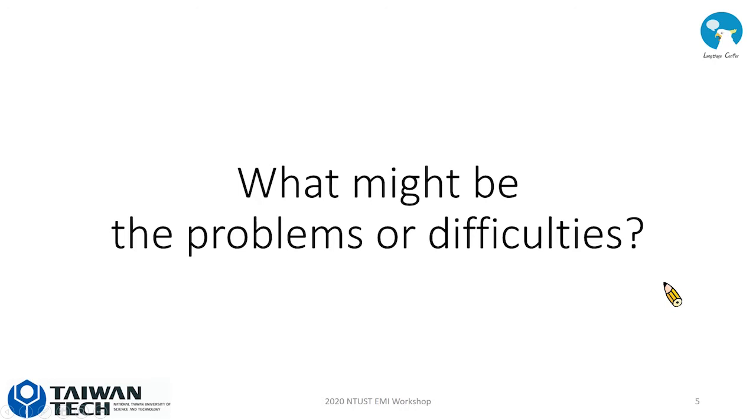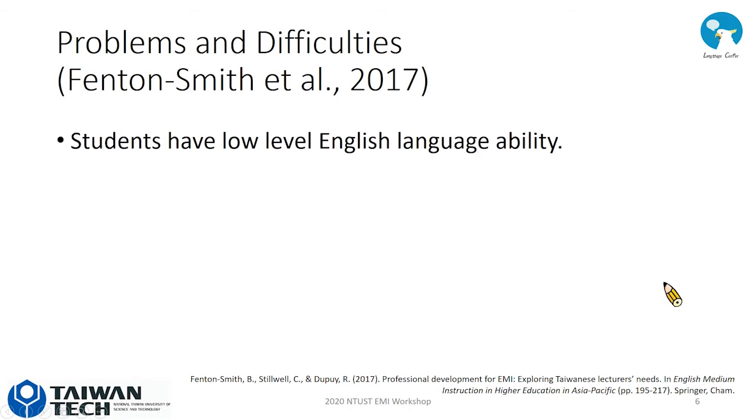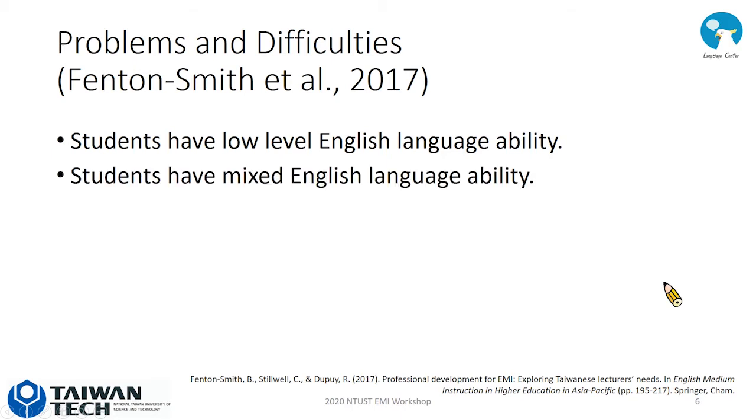All right. Okay. So I think there are a few difficulties mentioned in this study. In this study, the researchers interviewed a group of Taiwanese college teachers, who are not English teachers, who wanted to teach their class in English. And then they mentioned these problems. Number one, students have low-level English language ability. So that's one problem. We talked about that. Number two, students have mixed English language ability.